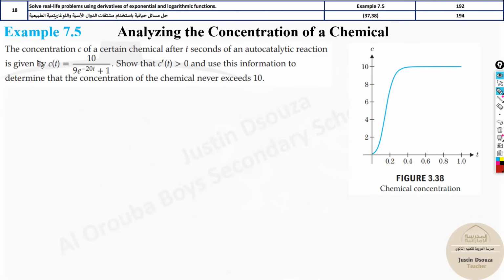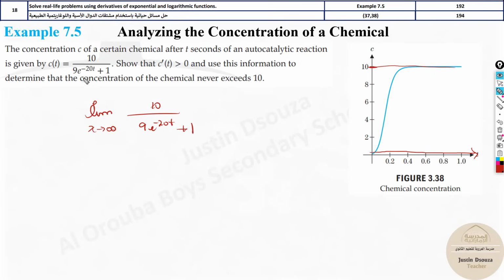What does this mean? Determine that the concentration of this chemical never exceeds 10. That means, no matter what, 10 will be the maximum. If you have the graph, you can point it out. But what if you don't have the graph? Then you need to increase the time towards infinity and see what the concentration value will be. So with this given equation, take the limit as t tends to infinity of 10 divided by 9 e to the power minus 20t plus 1.